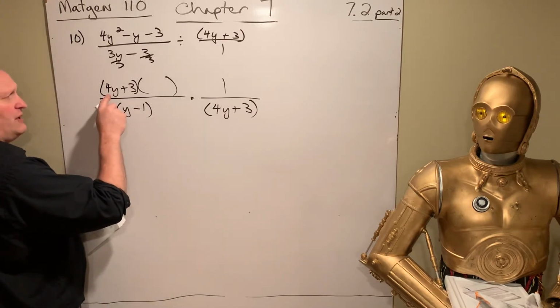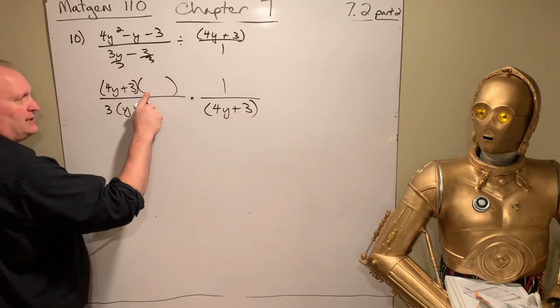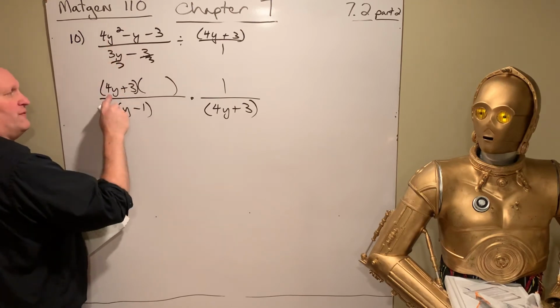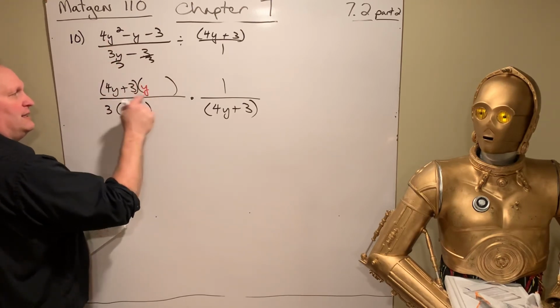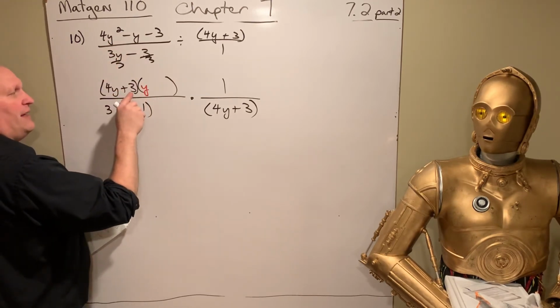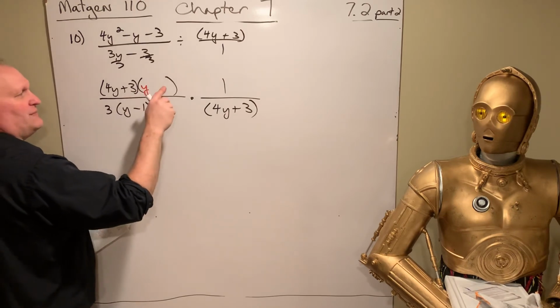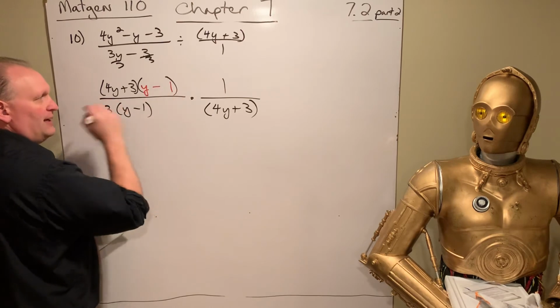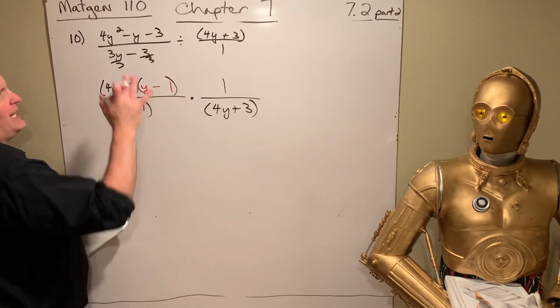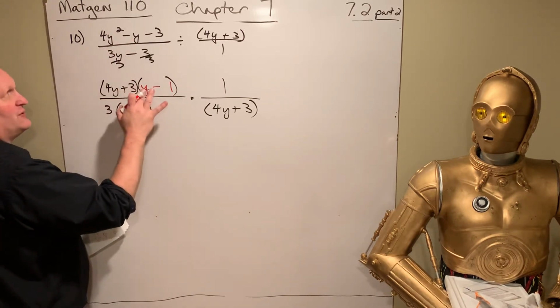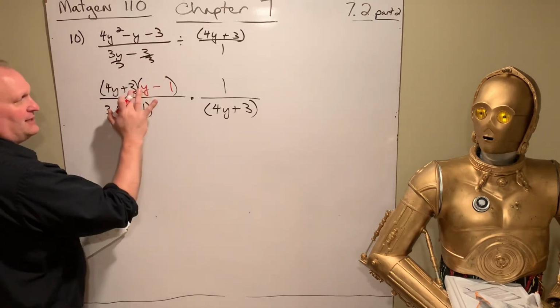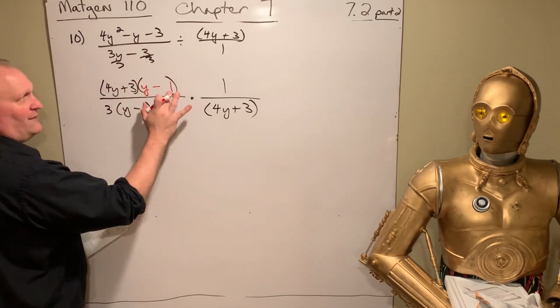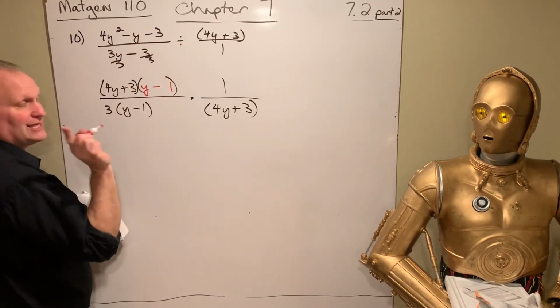We're going to say, okay, 4y times what gives me 4y squared? Well, 4y times y gives me 4y squared. And then positive 3 times what gives me negative 3? Well, that's got to be negative 1. Now, we got the first term locked in. 4y times y is 4y squared. We got the last term locked in. Positive 3 times negative 1 is negative 3. But we have to check that middle term.